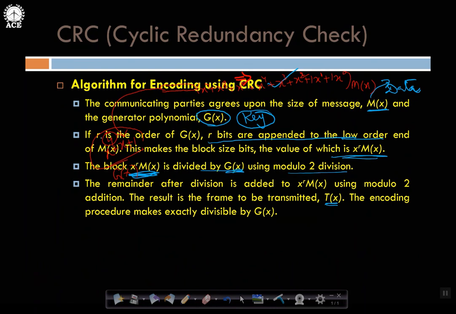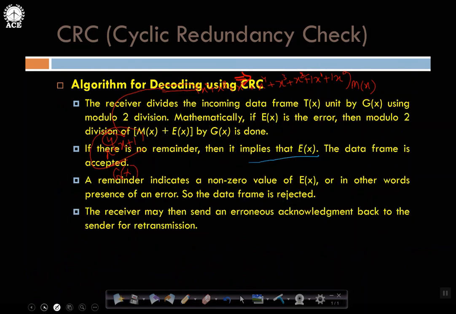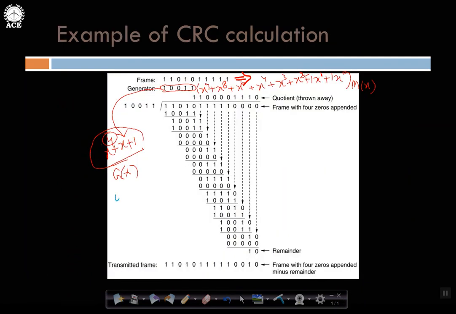If r is the order of g of x, r bits are appended to the low order end of m. Come on, let's apply. What is the order of this? The order of the generator polynomial is 4. Again I repeat, 0, 1, 2, 3, 4.